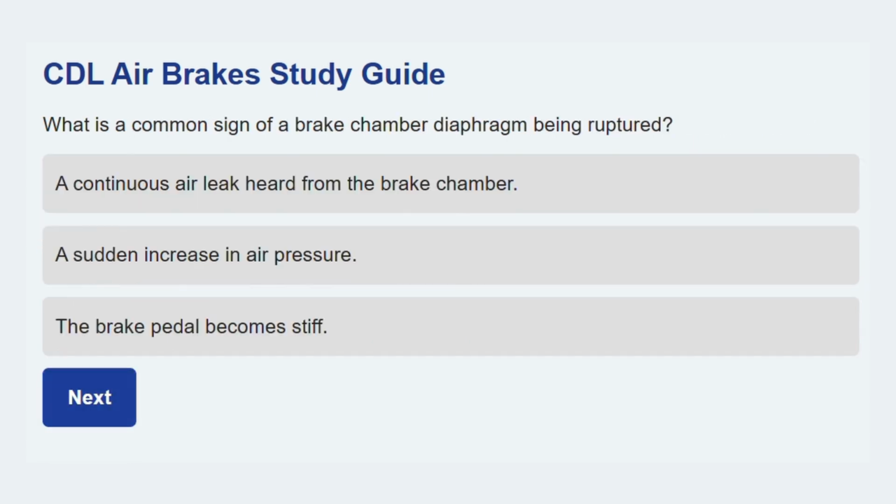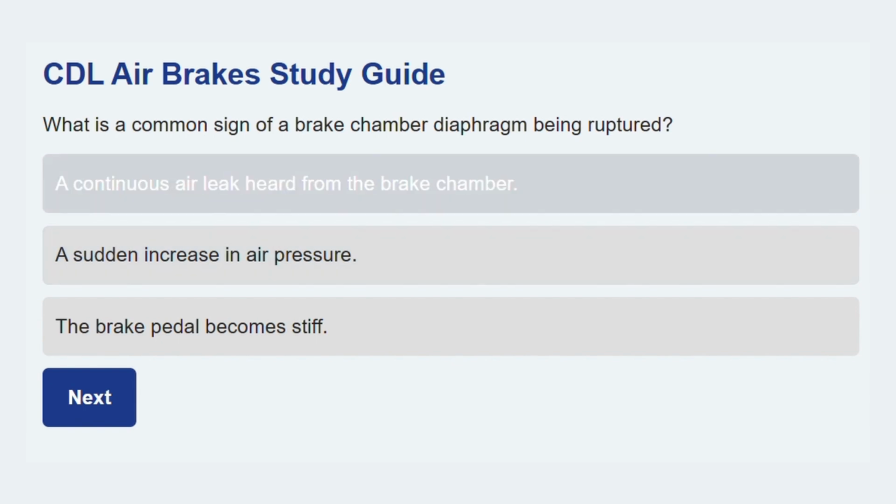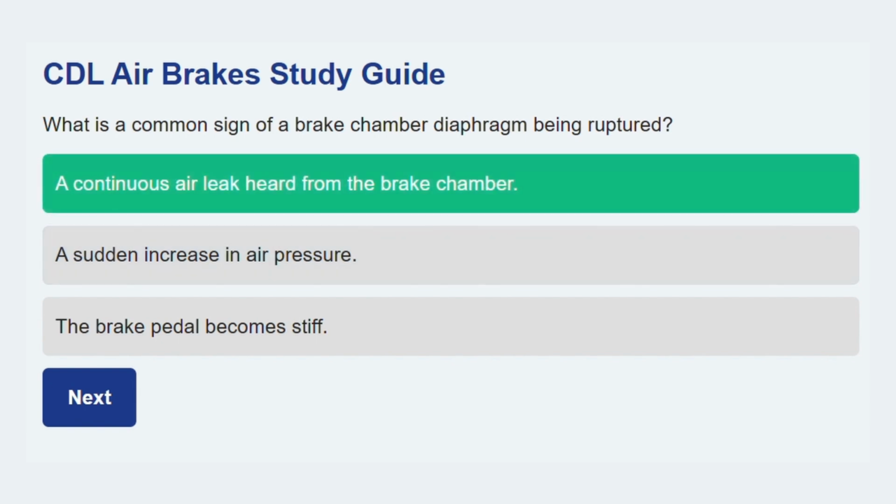What about this next one? What is a common sign of a brake chamber diaphragm being ruptured? A continuous air leak heard from the brake chamber. A ruptured diaphragm means air is escaping, leading to a loss of braking power from that chamber.